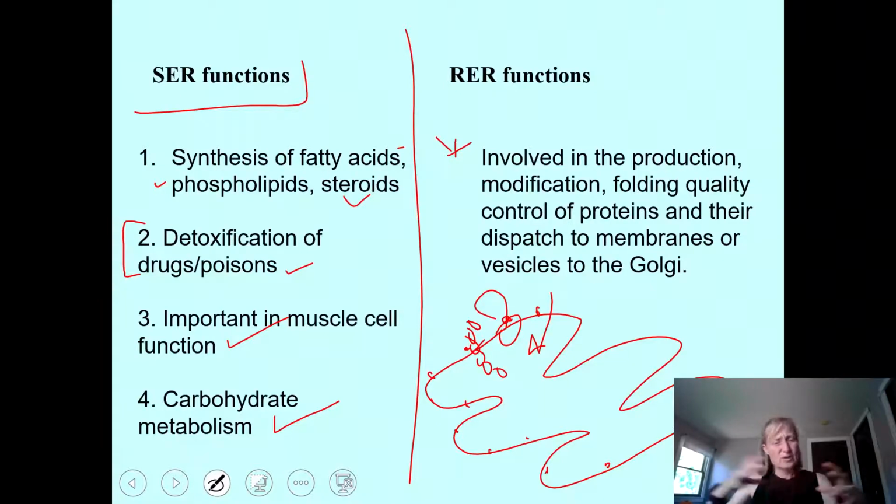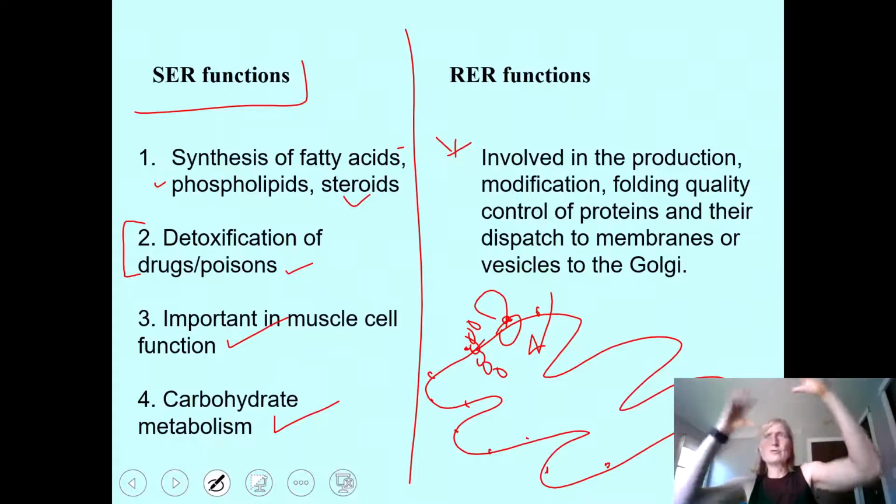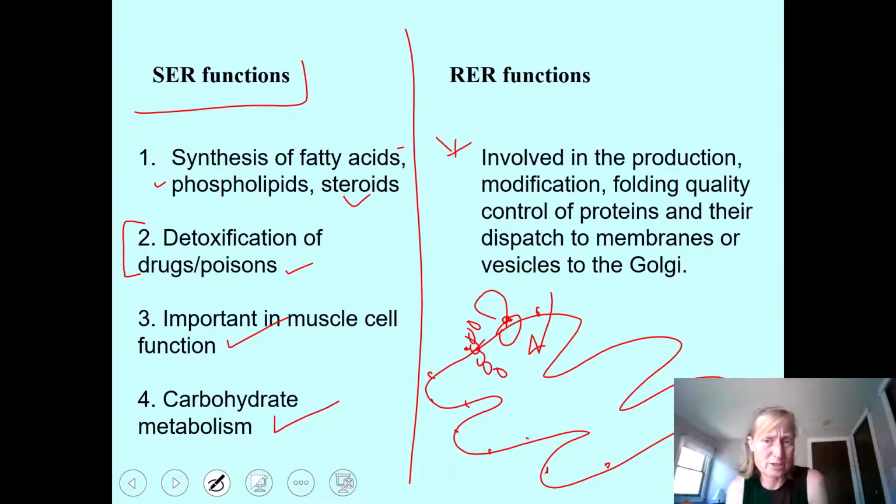But then the string of amino acids needs to be modified. Sometimes pieces have to be added to it or cut from it. Little sugars have to be added or removed. That happens inside the rough endoplasmic reticulum. Sometimes the amino acid chain has to be folded, right, into its three-dimensional shape. And that folding takes place in the rough endoplasmic reticulum. There are even special molecules called chaperones that help to fold up our proteins into their three-dimensional shapes.